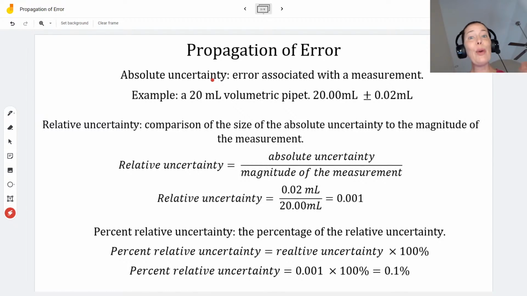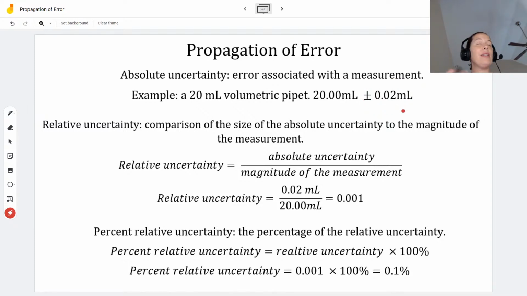Okay. With that being said, an absolute uncertainty or an absolute error is the error that is associated with a particular measurement. So the example here is a 20 milliliter volumetric pipette. A volumetric pipette, of course, is designed to deliver a certain volume of liquid. So if you had one that was supposed to deliver 20 milliliters, then you would probably see, usually on the neck of the pipette, that its volume is 20.00 milliliters, and then you would have this plus or minus 0.02 milliliters.